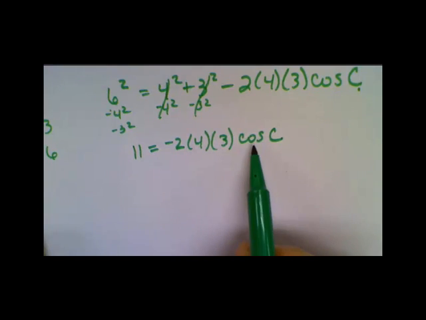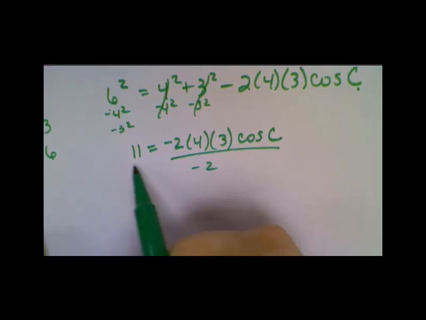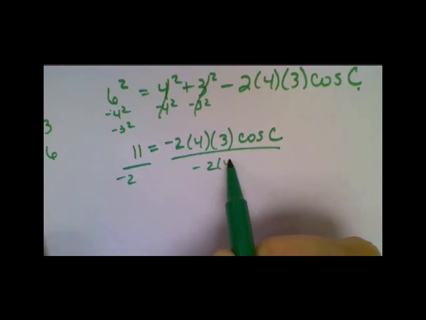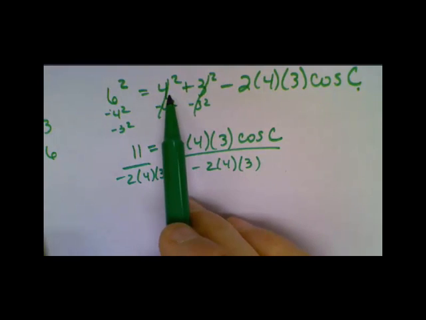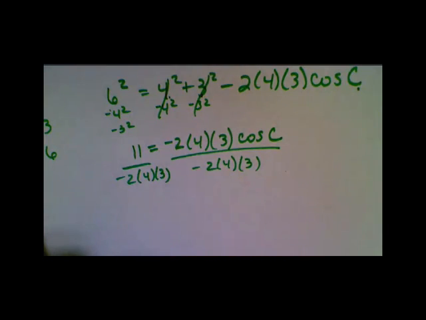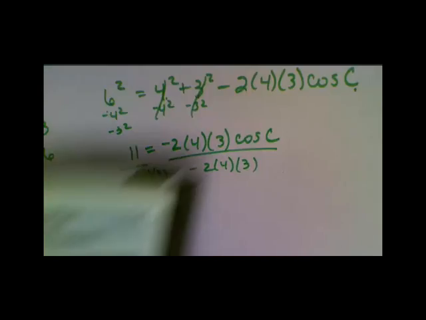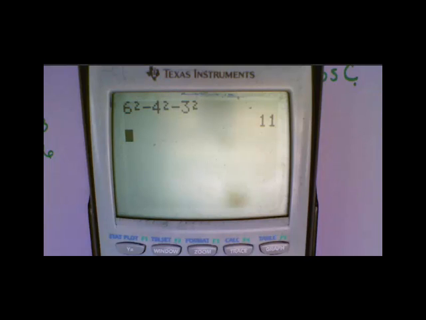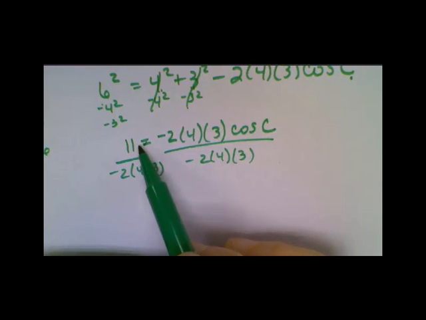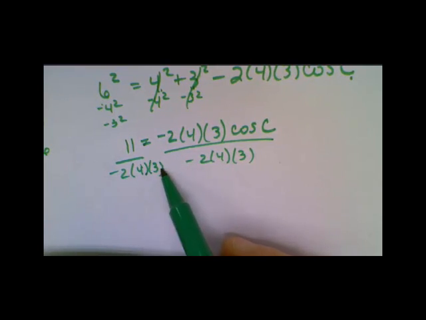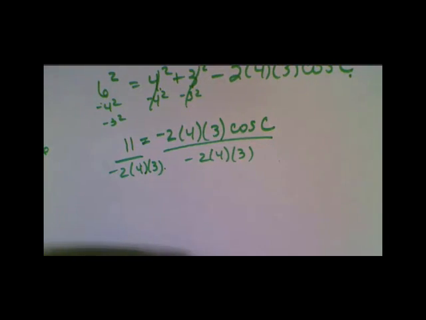Sometimes even those numbers aren't real nice, so I look at that and say, okay, now to solve for C, I'm going to divide by -2, divide by 4, and divide by 3. I subtracted the 4 squared and the 3 squared on my calculator and got 11. Now I'm going to start dividing to undo that. I take the answer I have, divide by -2, divide by 4, divide by 3. I'm hitting enter each time so I don't forget that I have to divide by -2, then 4, then 3.